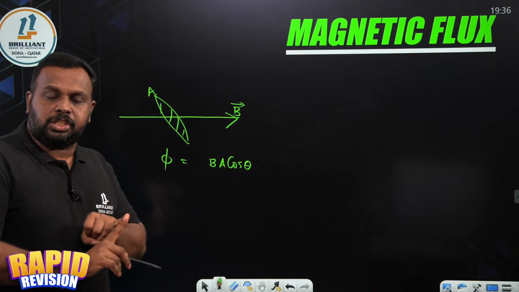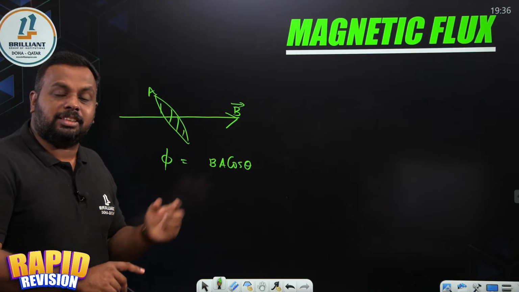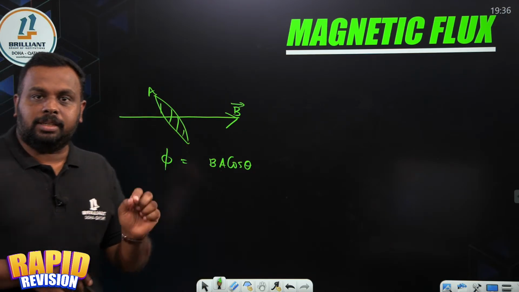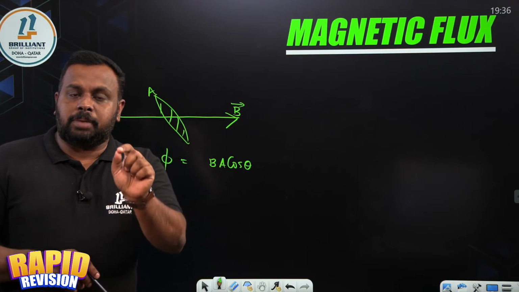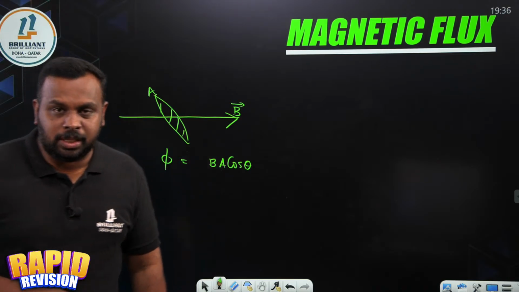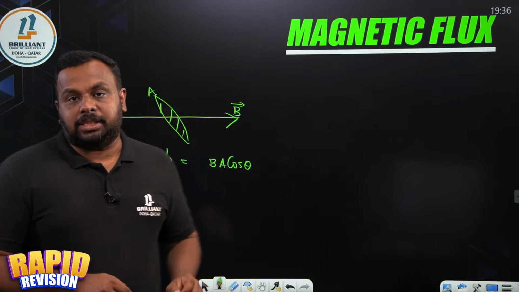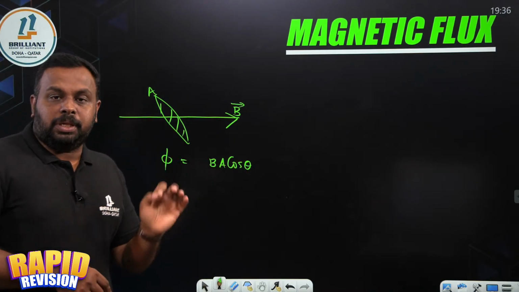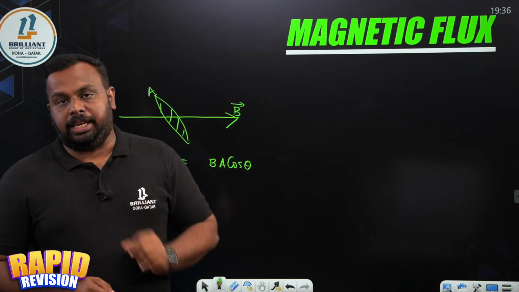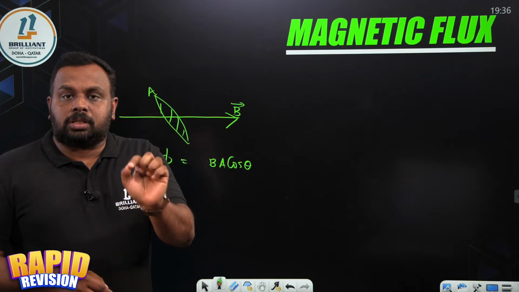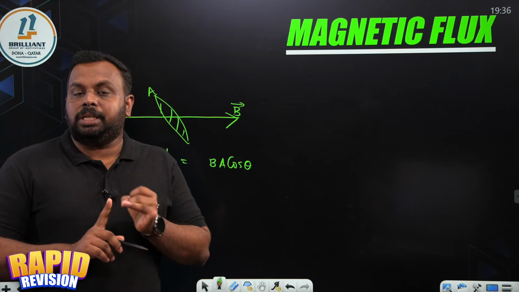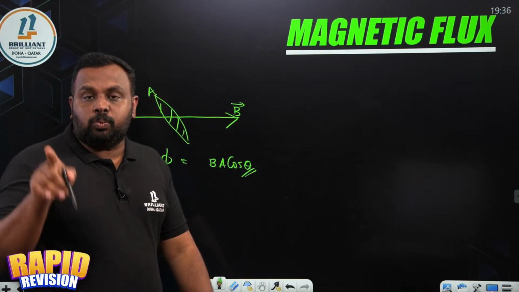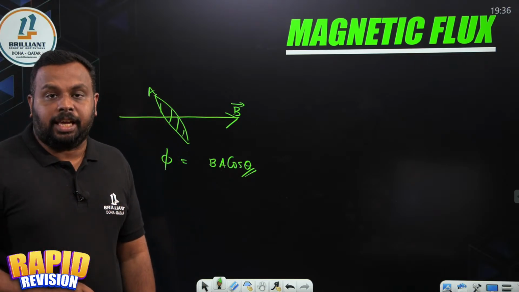Here B is the intensity of magnetic field, A is the area, and theta. This is one area where students are making mistakes while taking the value of theta. Especially, my dear students, when you are doing MCQs, be careful about the value of theta. What is theta in this case? You know that this is a dot product. BA cos theta is B dot A, which means vector B dot vector A. That means both B and A are vectors. And surely this theta is the angle between vector B and vector A.